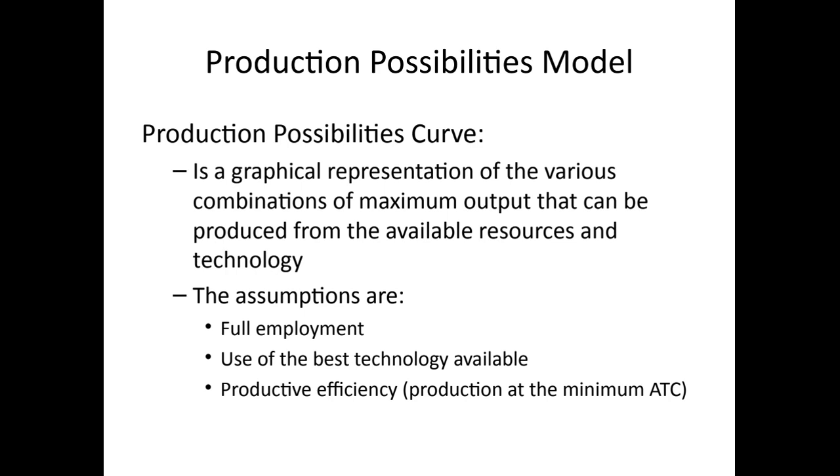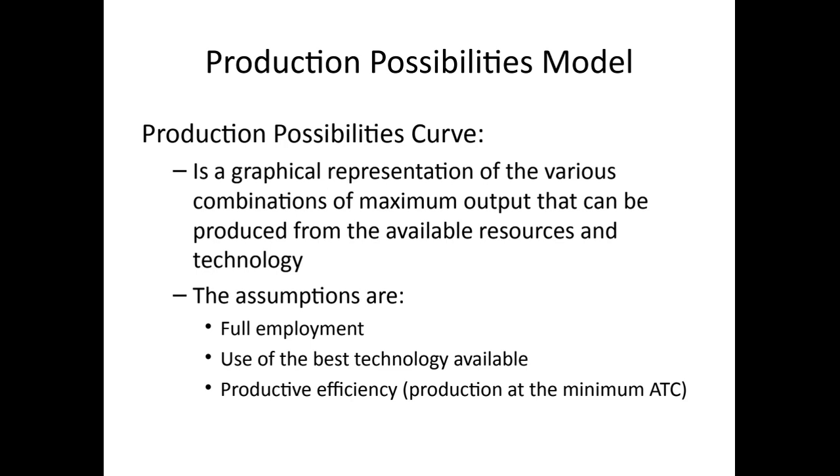The assumptions of this model are full employment, so all resources are fully employed; use of the best technology available, so you're using the latest technology; and productive efficiency. Remember, productive efficiency means that I'm assuming these producers are producing at the minimum ATC, that is, average total cost. So let me show you the shape of the production possibilities curve or frontier.